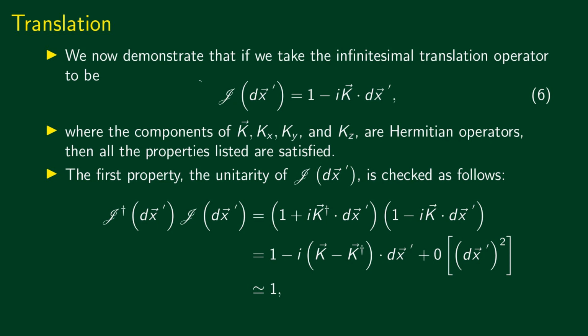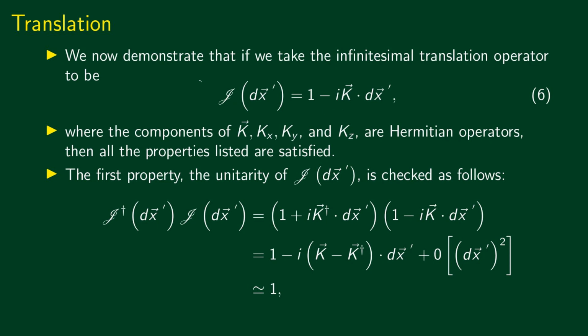You see that it changes only infinitesimally from the identity operator, just as we said in the previous slide. So we can show that if we define the infinitesimal translation operator like this, in such a way that this k vector is a Hermitian operator, which means that each of its components is Hermitian, where the components of k vector, kx, ky, and kz are Hermitian operators, then all the properties listed are satisfied. Now we'll get used to this kind of construction.